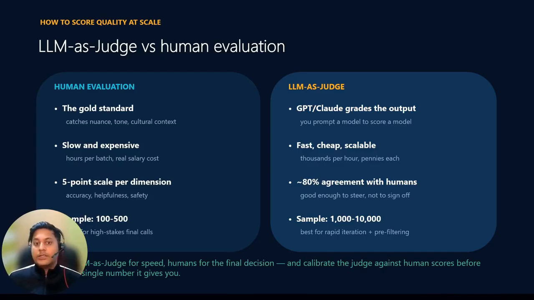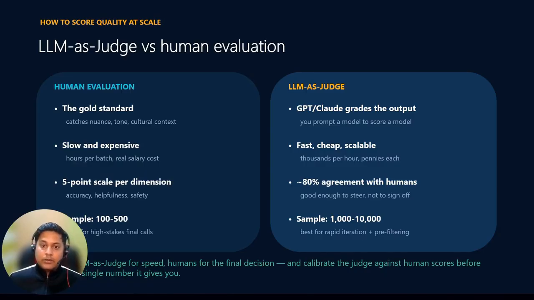So you are realistically doing 100 to 500 evaluations. That's the right tool for the high-stakes final catch. And LLM-as-judge on the right is a technique that makes this practical. So you use a strong model like GPT-4 or Claude to grade your feature's output. You prompt it with the criteria and it scores them. It's fast, it's pennies, right? And you can do thousands in 1 hour.